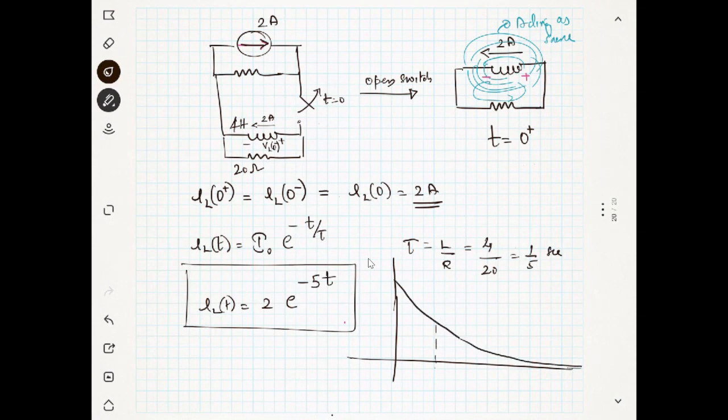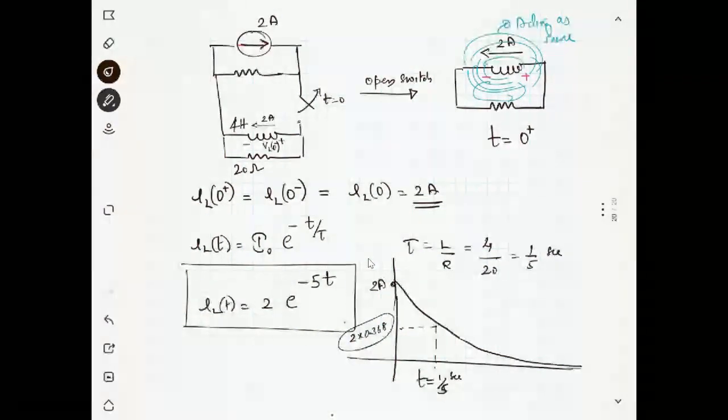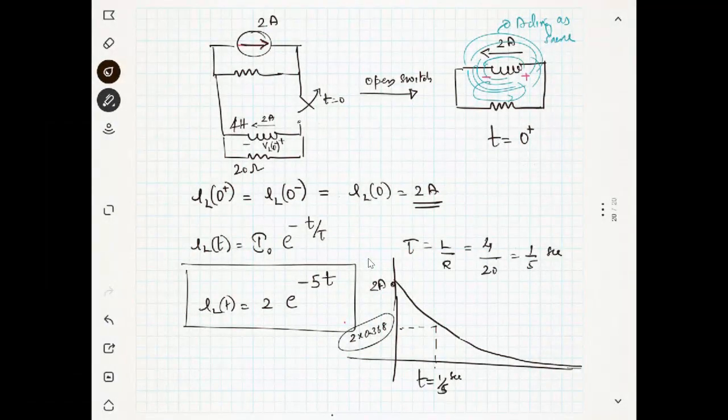Like this. So you have initially 2 ampere current. At time t equal to 5 seconds, that is t equal to tau, how much percentage do we have? 36.2. Yes, 36.2. That means you have to multiply 2 into 0.368. That will be the value of the current at this point. Okay, because maximum was 2 ampere.